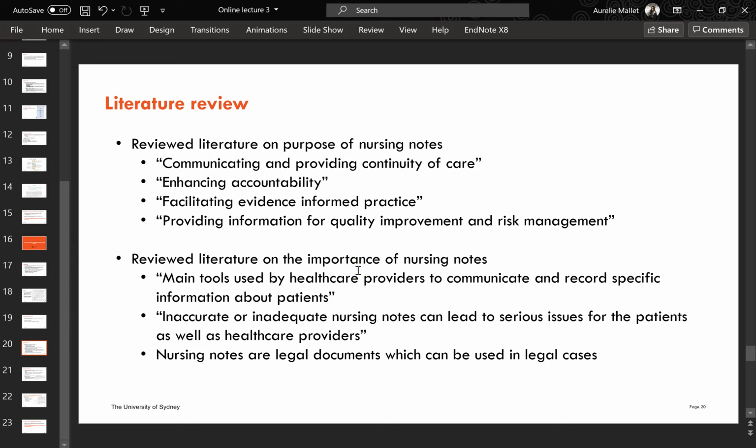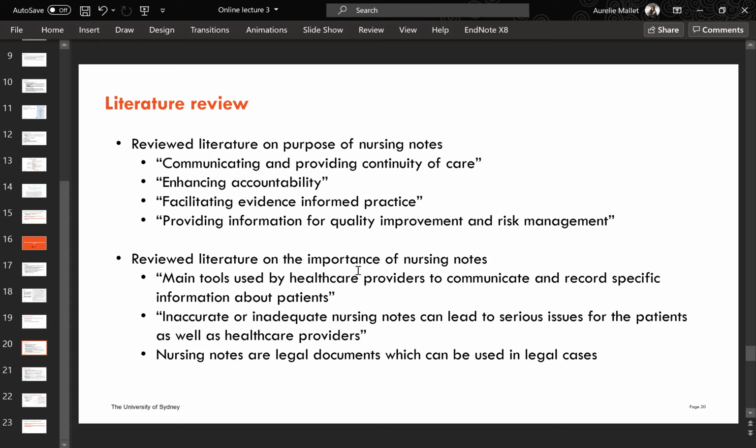So we've identified the issue, we've identified the community. Just like the example of how to write a literature review for project development, they also had to carry out a literature review just to get some background information about receiving and admissions nursing notes. So they had to review the literature on the purpose of nursing notes. Why do people write nursing notes? Why do nurses write nursing notes?